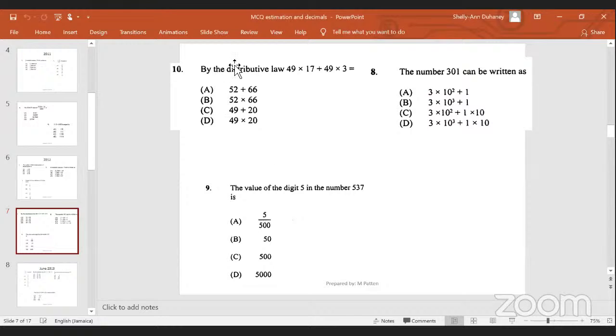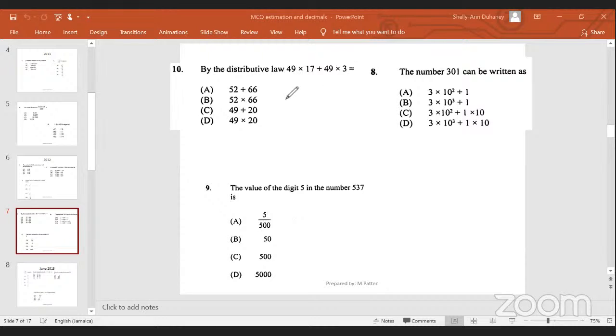It says here, by the distributive law, 49 times 17 plus 49 times 3 equals. What do we know about the distributive law? What does the distributive law state? Does this have something to do with like terms? You gotta add them and keep the 49, so it'll be 49 times 20. Yeah, that's right. All right, so let's get the 49 times 20, but the explanation is so clear.